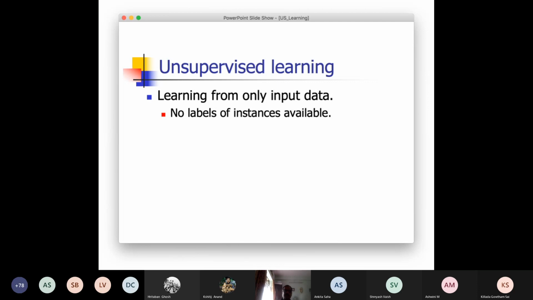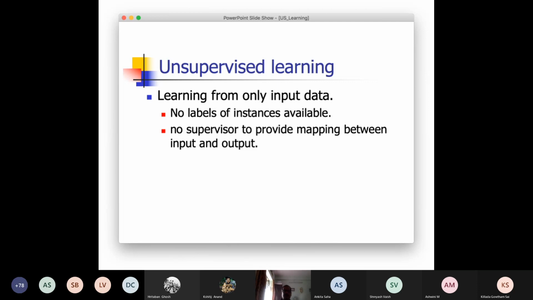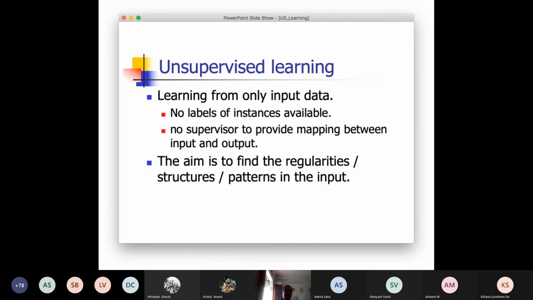As I mentioned, no labels or instances are available. So there is no supervisor to provide the mapping between input and output. So what is the objective here? The objective here is to find the regularities, structures, or patterns in the input. Which means you are trying to find groups or partitions in the input data which have certain kinds of similarities or regularities in them.